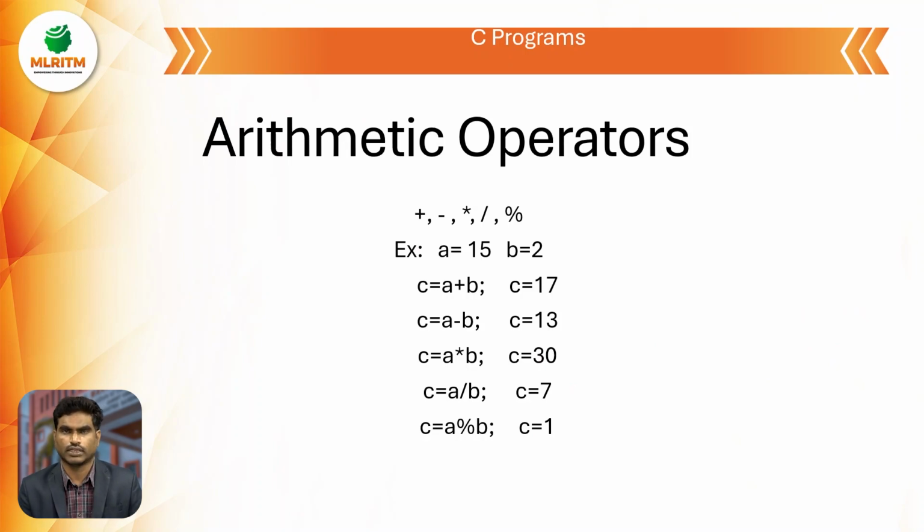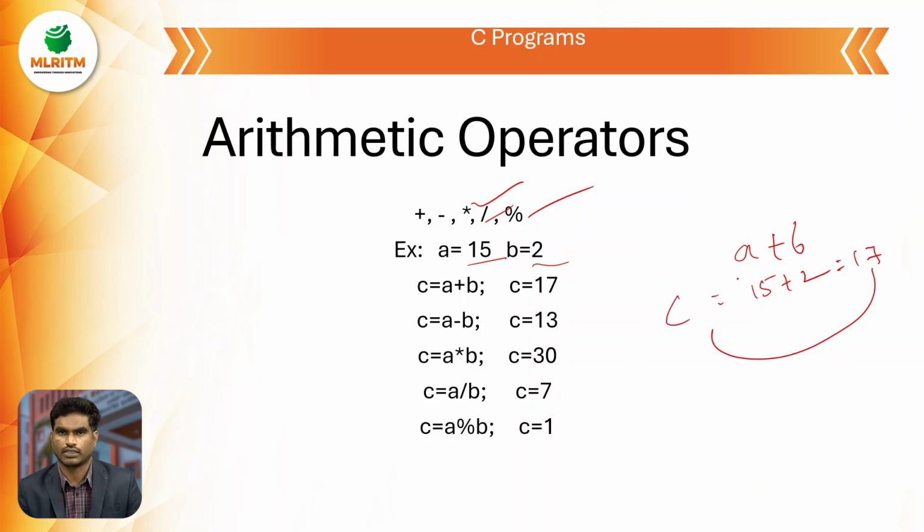Next, the arithmetic operators are plus, minus, multiplication, division, and modulus. Here we take two operands, A and B. The value 15 is assigned to A and 2 is assigned to B. First we perform the addition operation, A plus B. The A value is 15 plus 2, that is 17. That value is stored in one more operand, C. Next, A minus B, A into B, A divided by B, A modulus B.